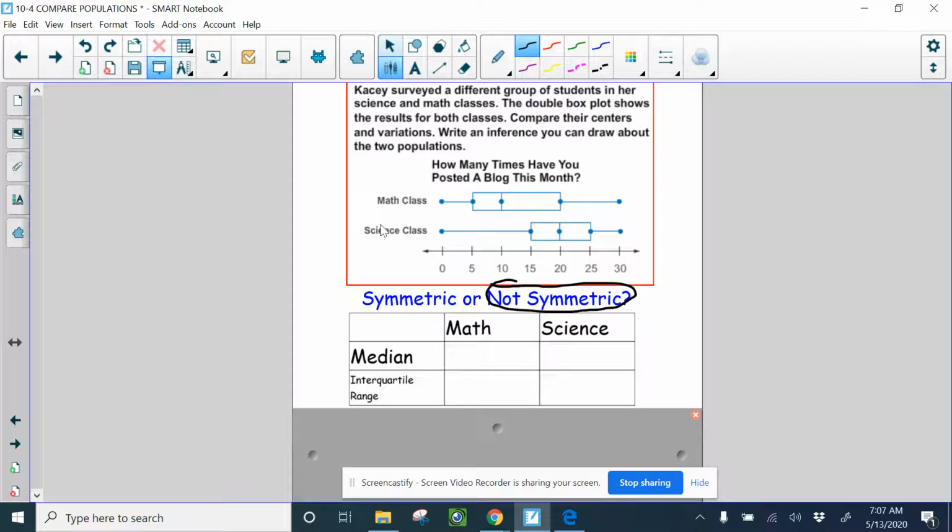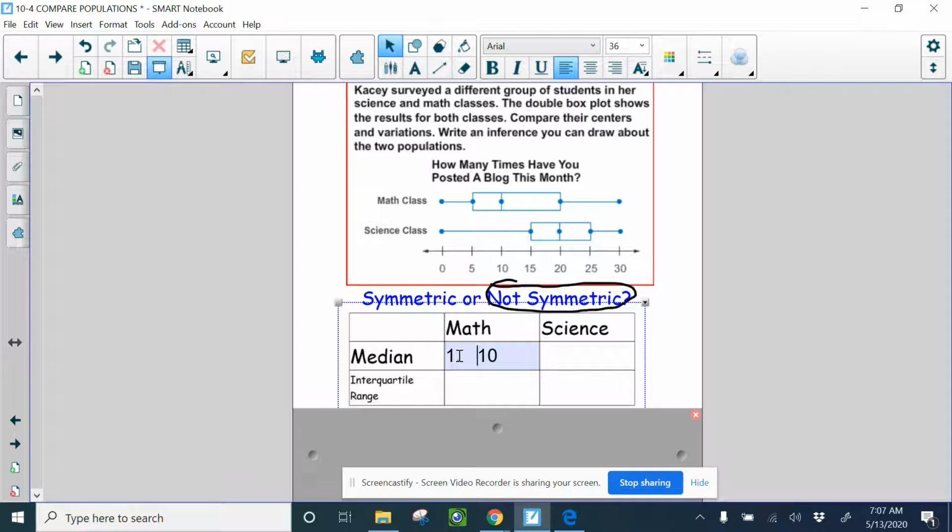So I'm going to be looking at the median and the interquartile range here. If I look at my median for math, the median is going to be right here in the middle, so my median for math would be at 10. The interquartile range is going to go from 5 to 20 because I'm going to look at how far apart the box is, so the size of my box is 15 for that. Ignore the number 1 in front; I don't know why it's typing that.